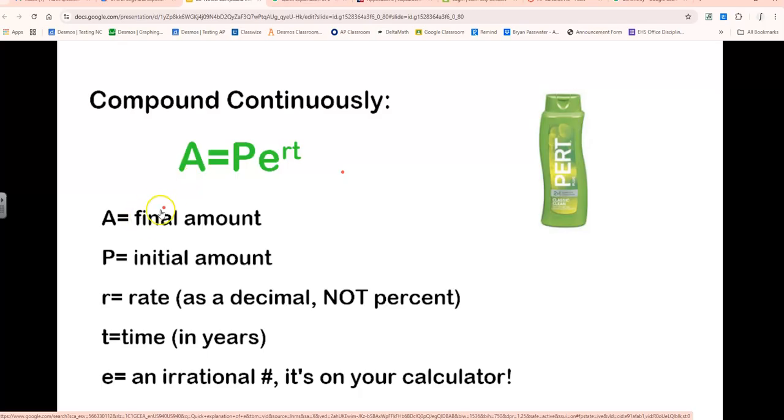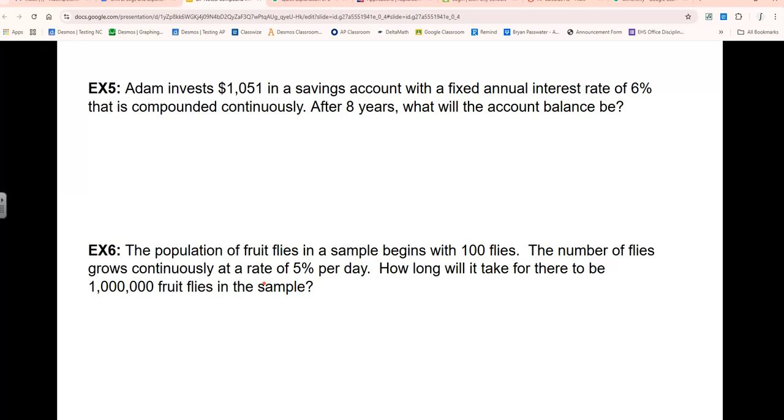And in this formula, A is your final amount, P is your initial amount or your principal, r is your rate as a decimal, not a percent. You don't add 1 to it or subtract it from 1, it's just the rate, and t is the time in years. And we've talked about e as a number. So let's just do one of these.